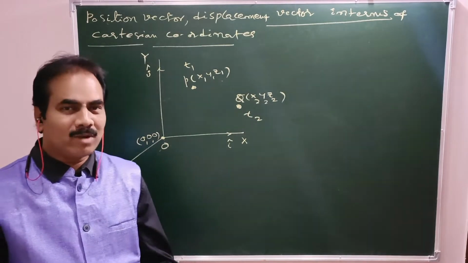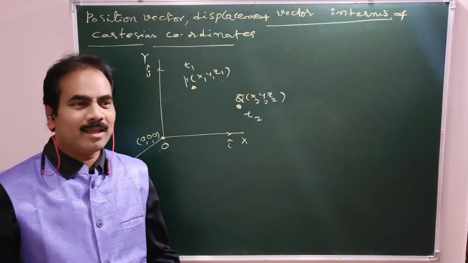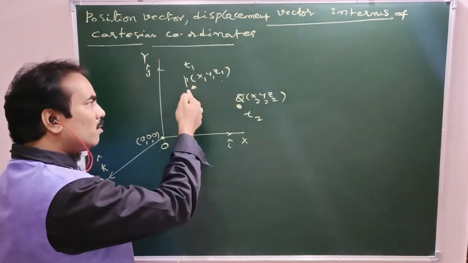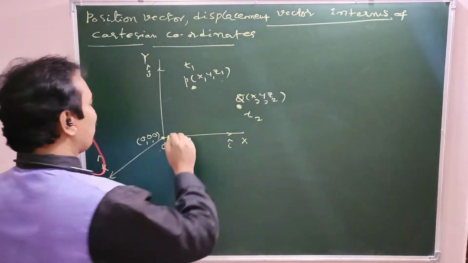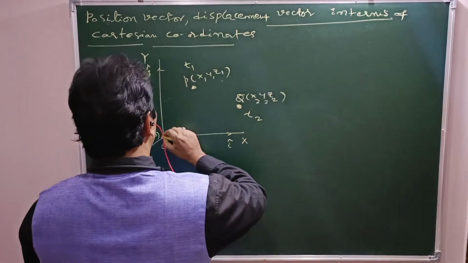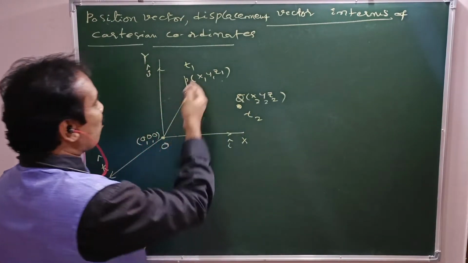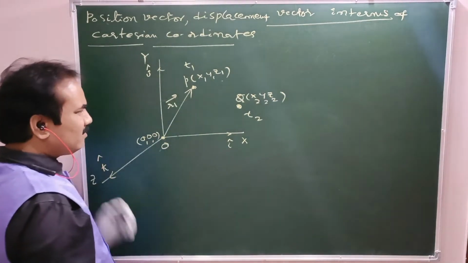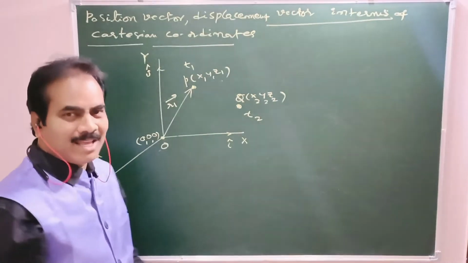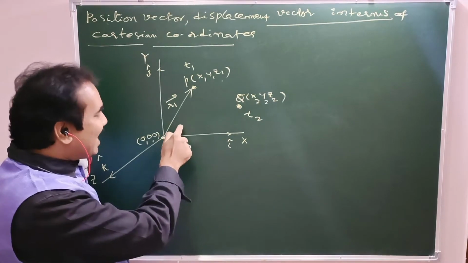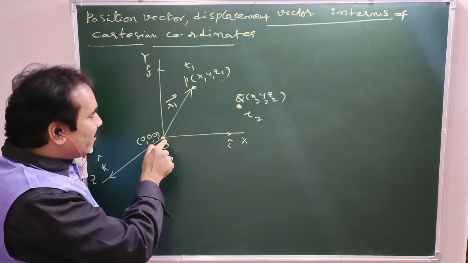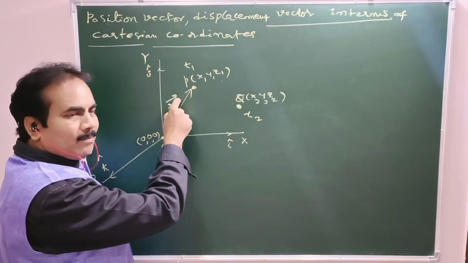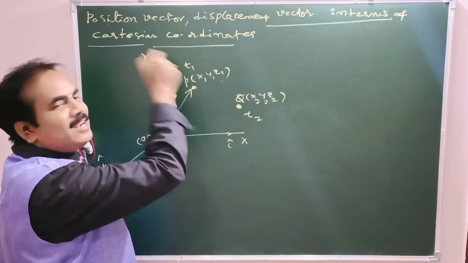Now, how to write position vectors? Simply by drawing a line segment from the reference point O to the given point P. If I draw a position vector like that, OP bar is the position vector. Let it be R1 bar, a directed line segment drawn from the fixed origin to the position of the particle. This is the position vector of the particle at instant t1.